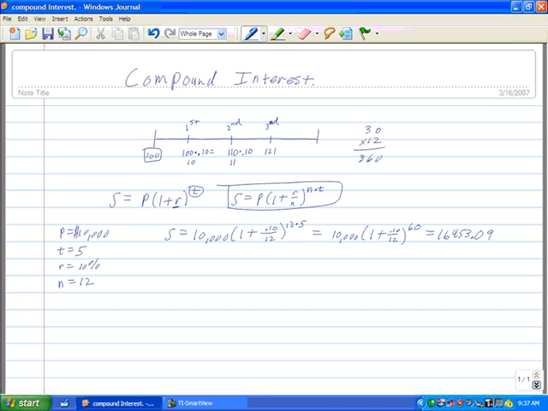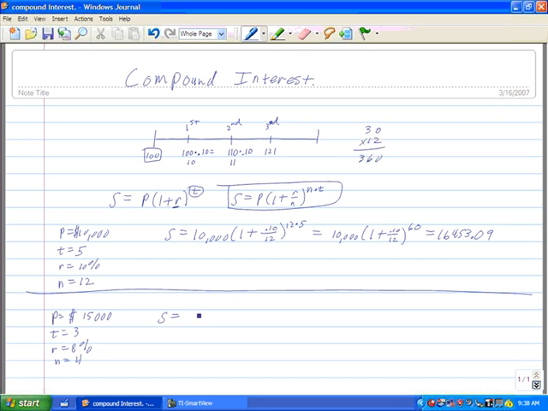Let's try one more calculation. Let's say that we wanted to invest, let's say, $15,000 this time, for 3 years at 8%, and we want to do our compounding quarterly. So for quarterly compounding, quarterly means 4 times a year, so the N would equal 4, and of course that implies every 3 months.